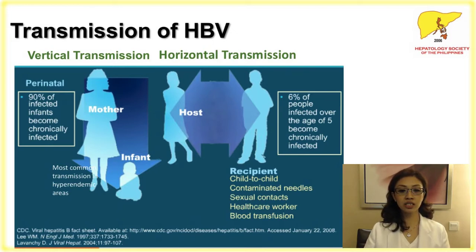Horizontal transmission is the spread of an infectious agent from one individual to another through contact with blood and body fluids. In children, there is a 50-50% chance that they develop chronic disease. In adult transmission, the chance of developing a chronic illness is 5% or less.